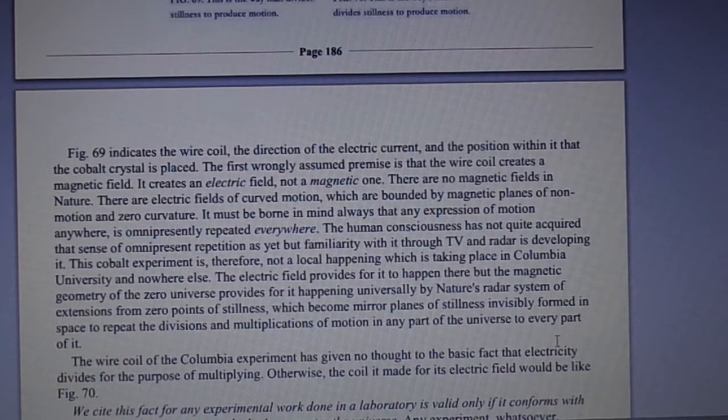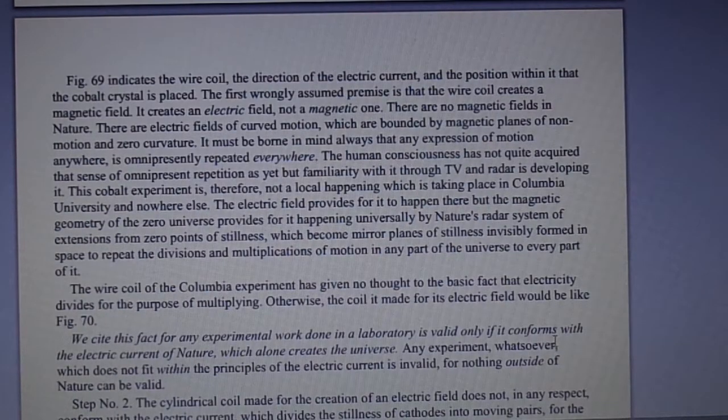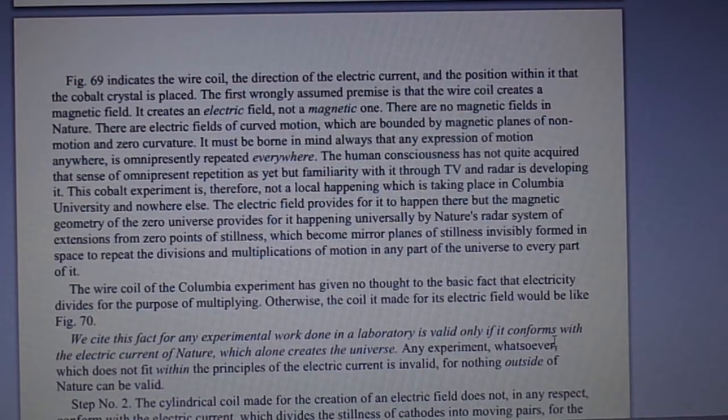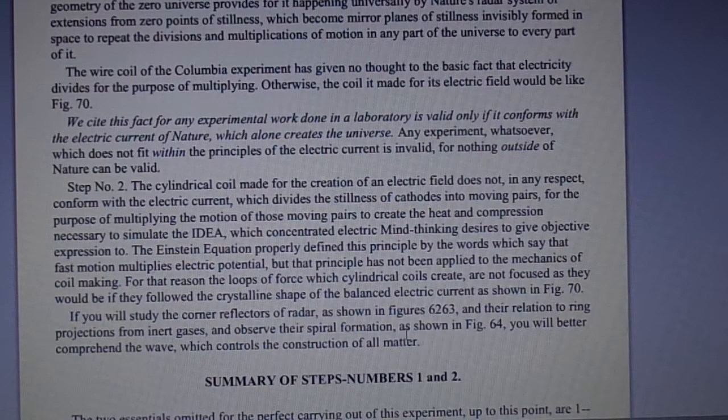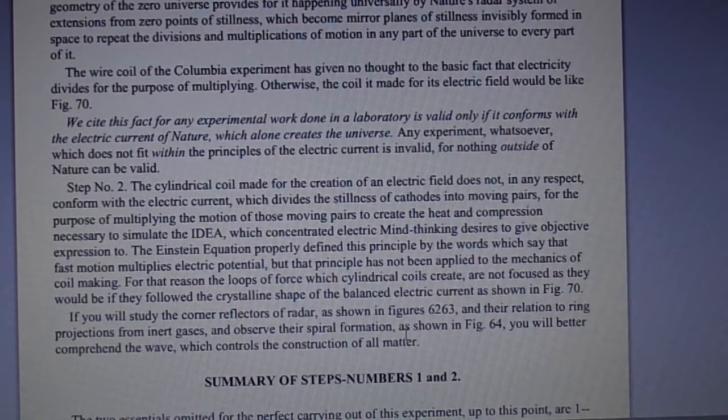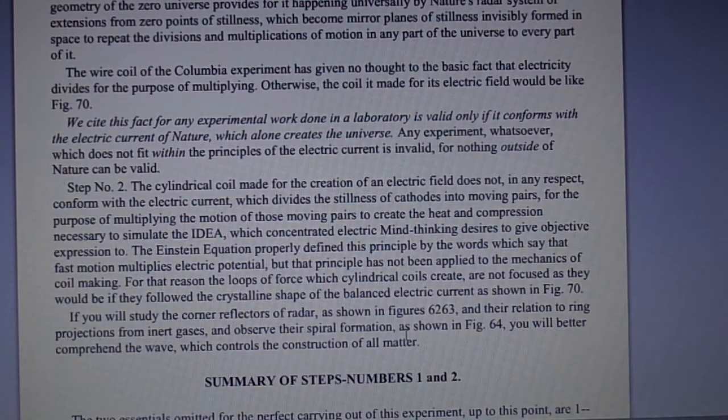The wire coil of the Columbia experiment has given no thought to the basic fact that electricity divides for the purpose of multiplying. Otherwise the coil made for its electric field would be like figure 70. We cite this fact, for any experimental work done in a laboratory is valid only if it conforms with the electric current of nature, which alone creates the universe. Any experiment whatsoever which does not fit within the principles of the electric current is invalid, for nothing outside of nature can be valid. Step number 2.